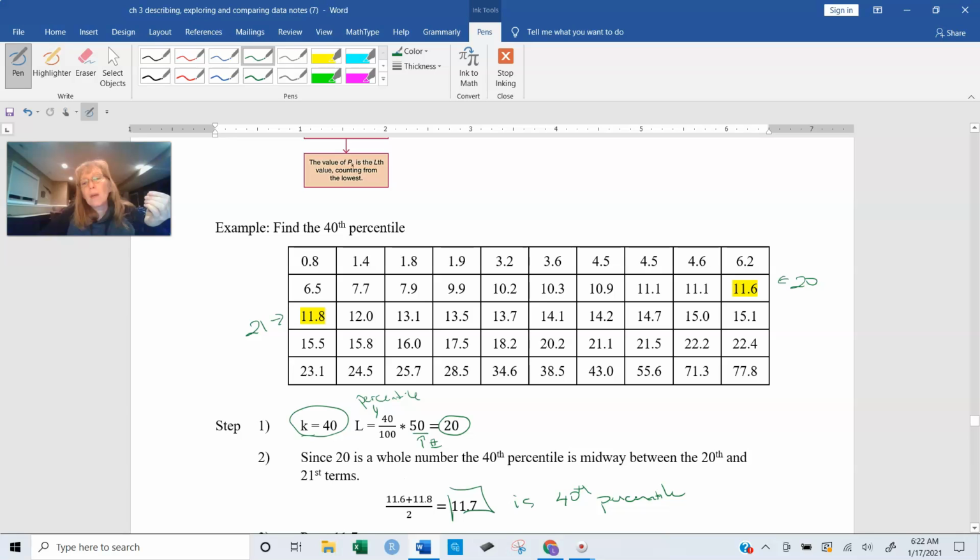So I have 40% below me and 60% above me.